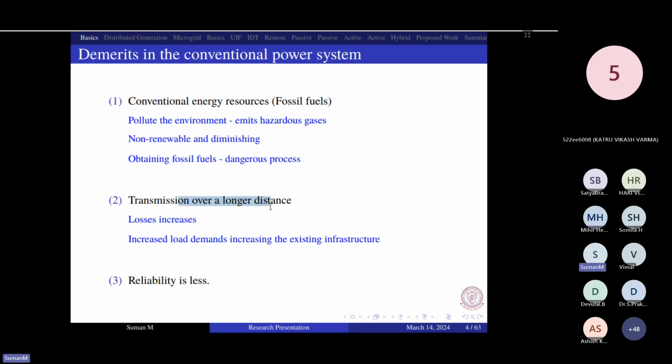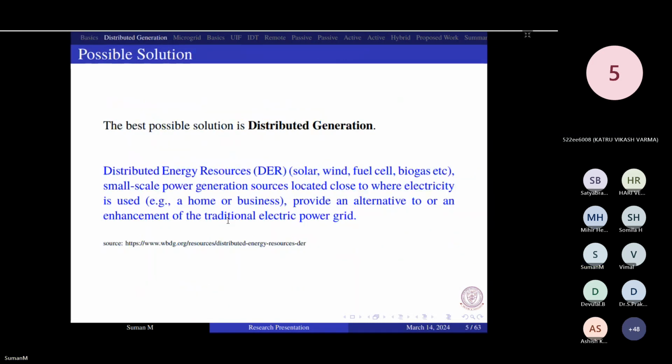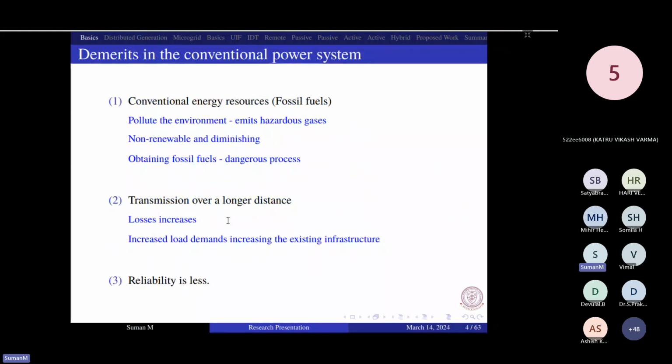Already we have talked about transmission over a long distance, longer losses. Now the losses are increased. If the demand is increasing, you know that our electrical demand from the consumer side keeps on increasing. But we already have a fixed transmission infrastructure. If we want to meet the increasing demand, there are two ways. The simple thing is you can have a new transmission infrastructure placed parallel to the existing infrastructure.